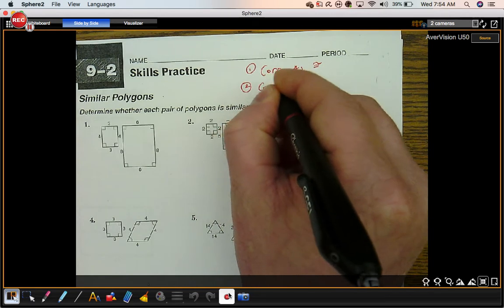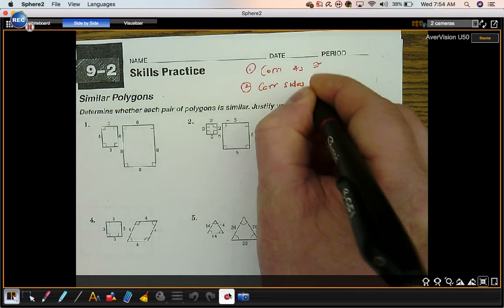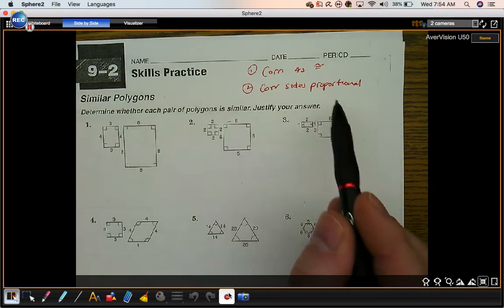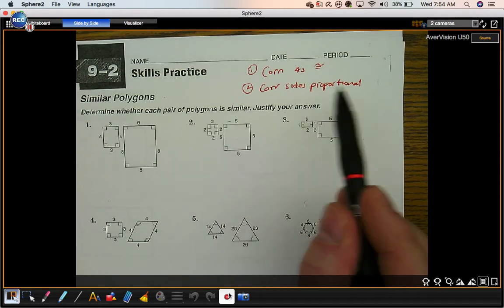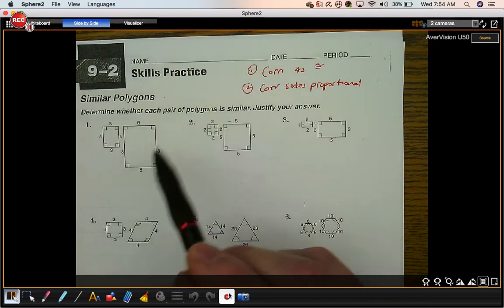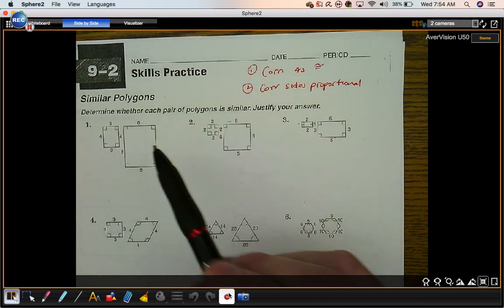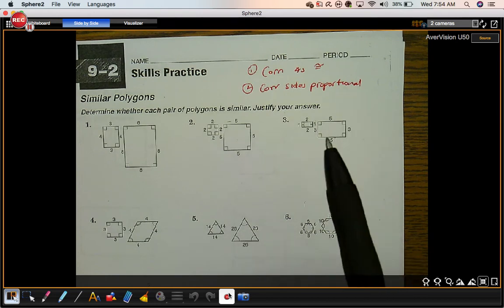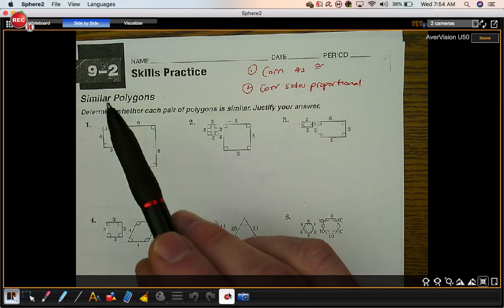You also need the corresponding sides to be proportional. And remember what that word means. That means you end up with the same ratio. So if you have four-sided figures, you're going to write four ratios, and you need to make sure they're all the same. That would make them proportional. If those two things happen, then the figures are similar.